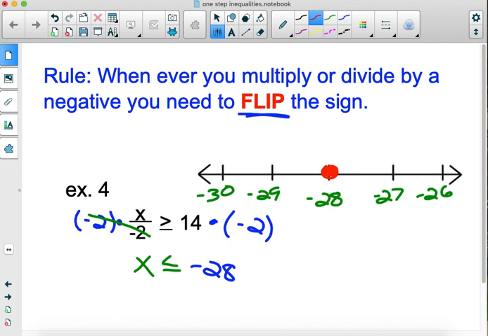Closed circle because it's a line underneath, so it's equal to negative 28. And which way should it go? Good. Going to the left.